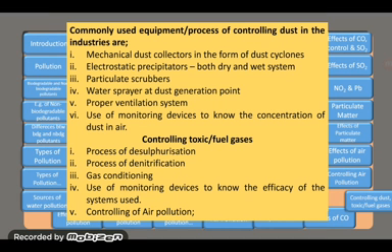Then we can use water sprayers at dust generation points, at least to precipitate that dust. Then a proper ventilation system should be put in place. The use of monitoring devices to know the concentration of dust is also very important. Then controlling toxic or fuel gases. How can we control some gases that could constitute air pollution? One, the process of desulfurization, that is, to remove sulfur content from petrol.